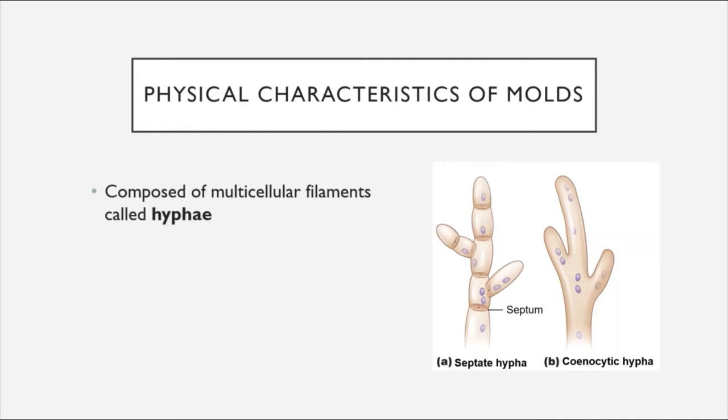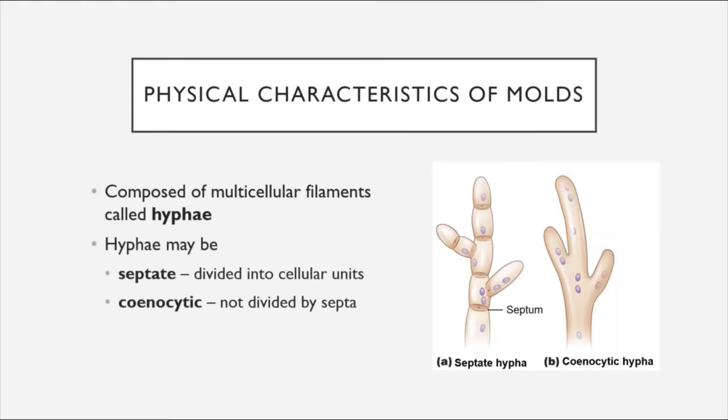Hyphae come in multiple forms. They can be septate, which means that they are divided into cellular units, such as the hypha that you see right here in this depiction. Or they can be cenocytic, which means that the filament has multiple nuclei that indicate that multiple cells have merged together and they do not have separations between them. So septate has separations, cenocytic does not.